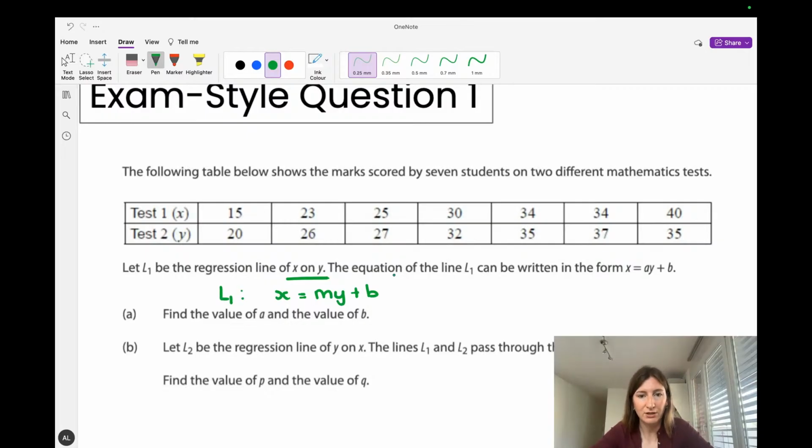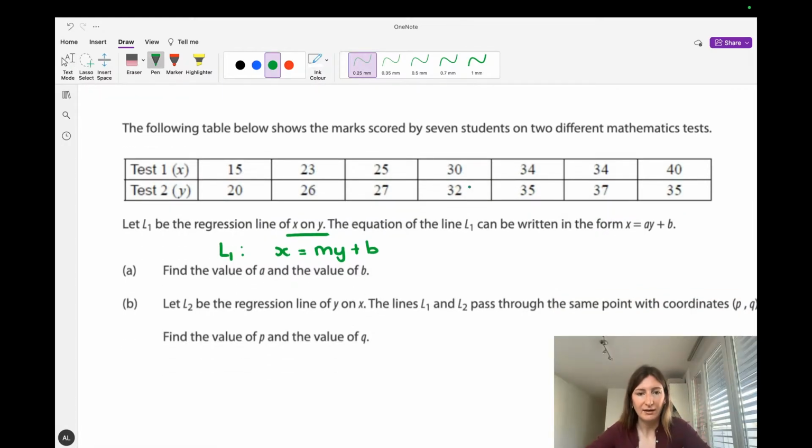Then the equation of the line L1 can be written in the form x equals ay plus b. Same thing, remember? So here they've been really nice. They've actually hinted at the fact that it's going to be in that form. They won't always do that. Find the value of a and the value of b.